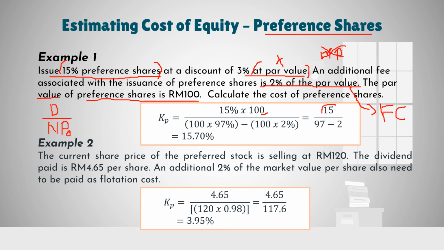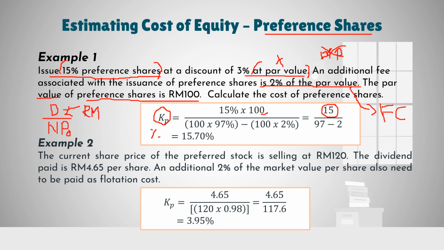So what is 15? You have to know that kalau dividend, jawapan dia memang dalam RM. Tapi kalau dalam KNE, KP, KE, kita jawapan dalam percentage. You have to remember. Jangan you pergi tulis dekat bawah ni RM15.70. So jawapan dia in percentage.